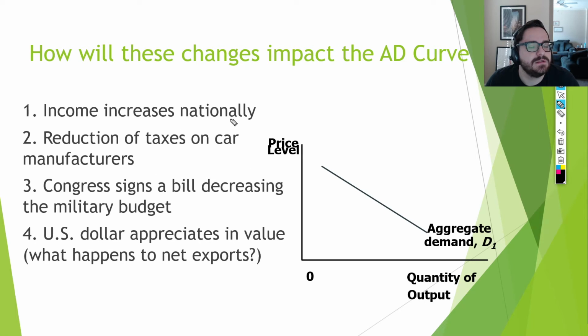Okay. So first one, income increases nationally. I've got more money. What am I gonna do with it? Spend it. Cool. AD goes up. So that should be an increase in AD. Number 2, a reduction of taxes on car manufacturers. You are a business owner. You make cars. You're being taxed less. What can you do? Spend more. For an AD problem, you're always thinking, can they spend more or less? Oh, sorry, that should be an increase in AD, not a decrease. Whoops, daisy.